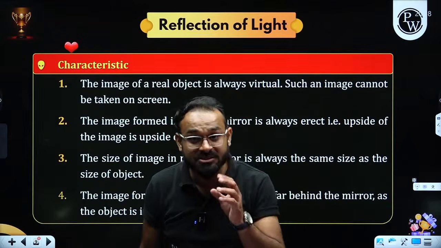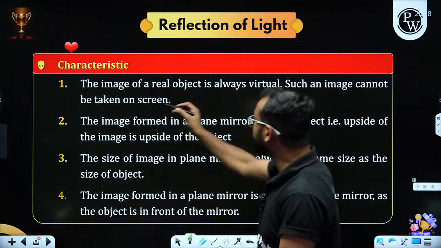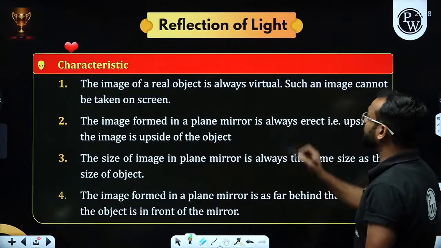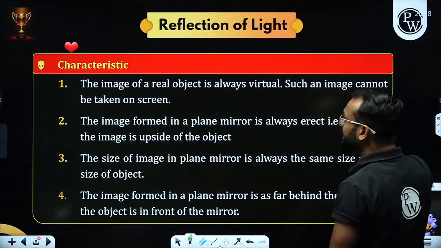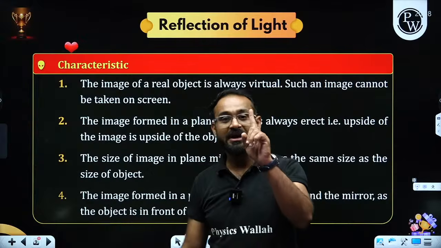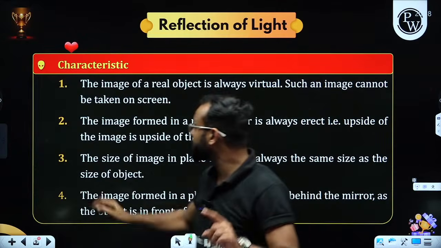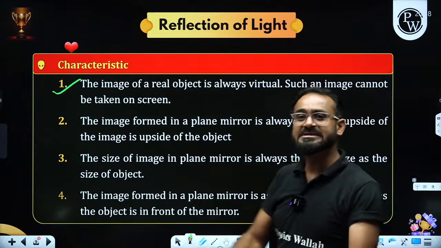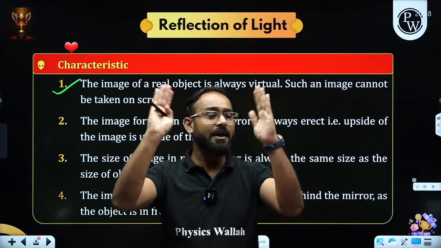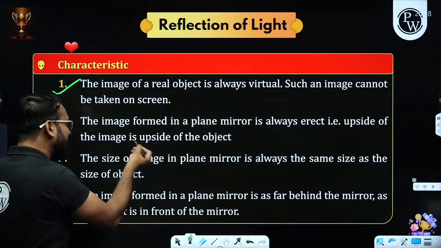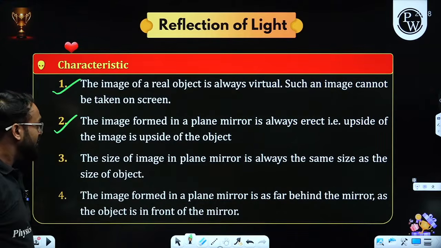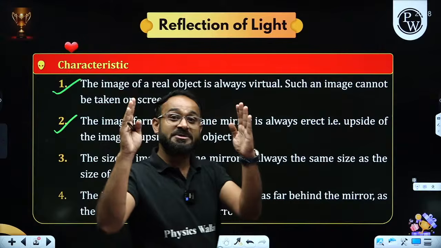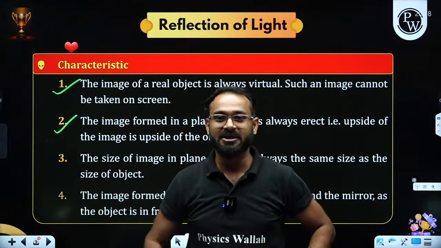So what are the characteristics? How will the image be? The image of a real object is always virtual. Such an image cannot be taken on a screen. That is characteristic number 1. Second, the image formed in the plane mirror is always erect. I already told you, upside up. So the upside of the image is the upside of the object. Third, the size of the object will be equal to the size of the image.